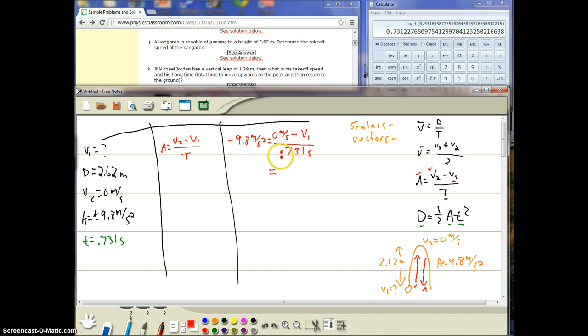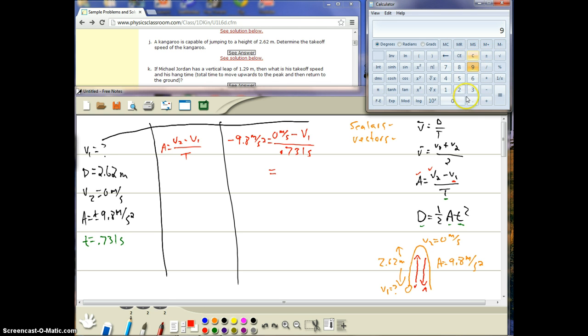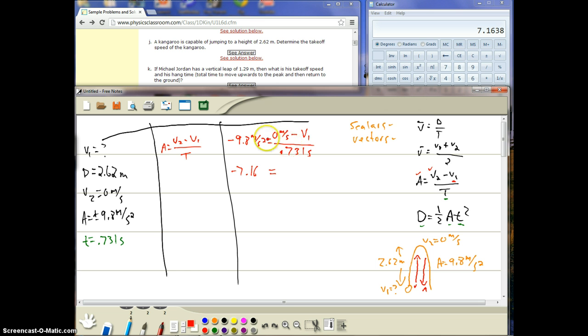So when we do the algebra here to get rid of all this, I've got to multiply this side times 0.731. I've got to multiply 9.8 times 0.731 equals, and it's going to be negative 7.16, and when I do this, you'll see that that falls off.